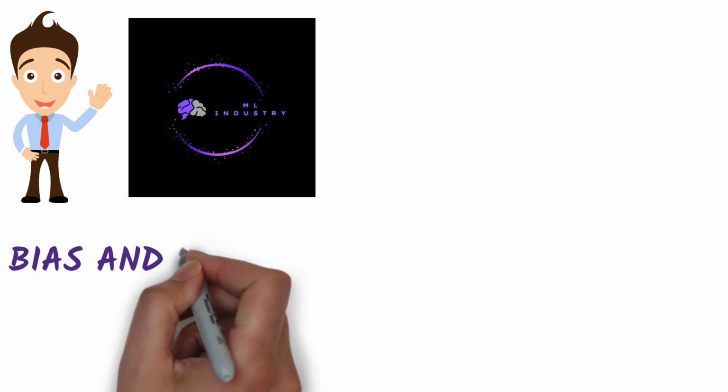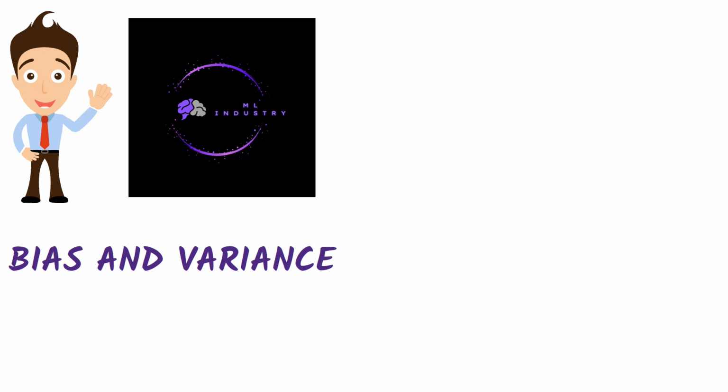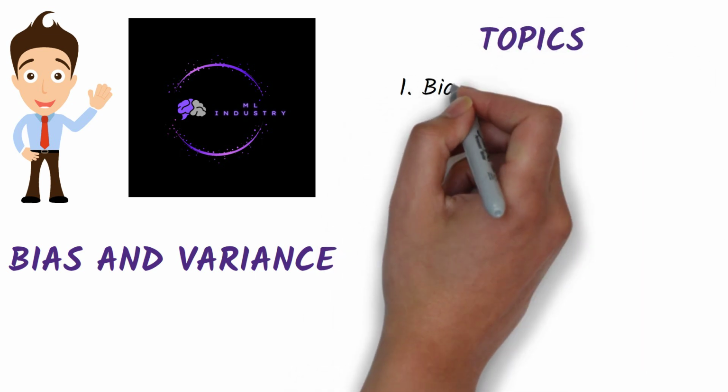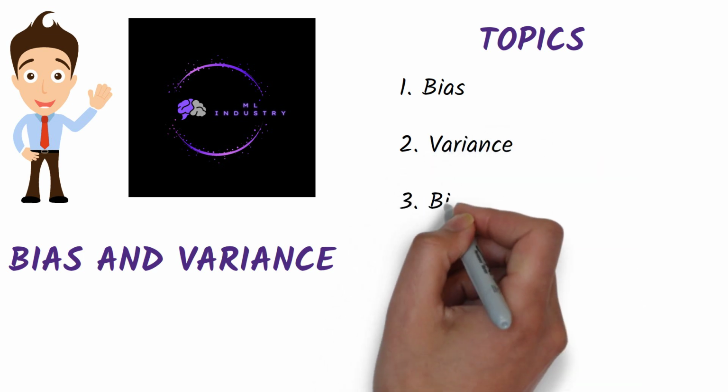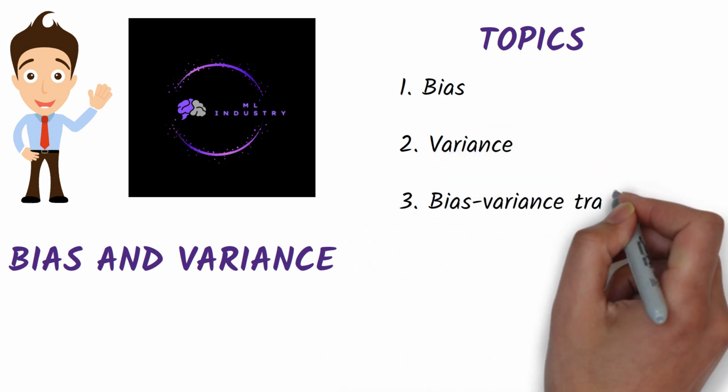Today we are going to discuss two important topics in machine learning that are bias and variance. So we will cover the following topics in this video. What is bias? What is variance? And what is the bias variance trade-off? Okay, so let's start with the bias.